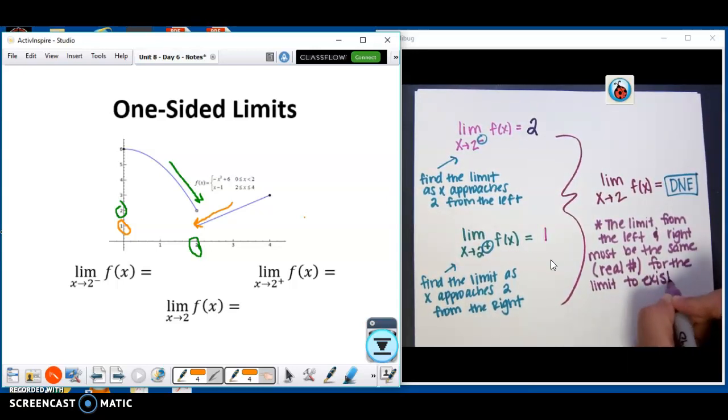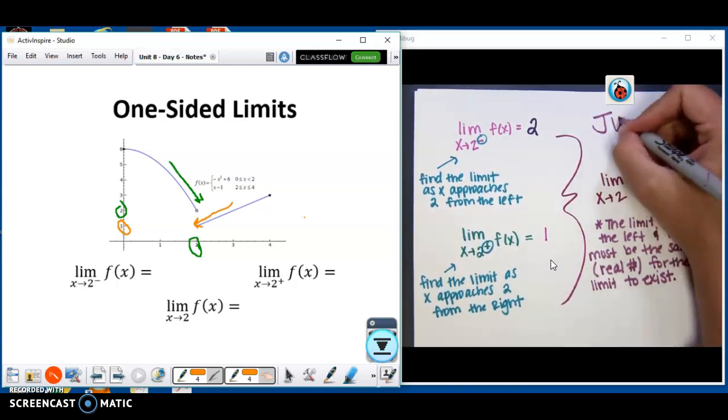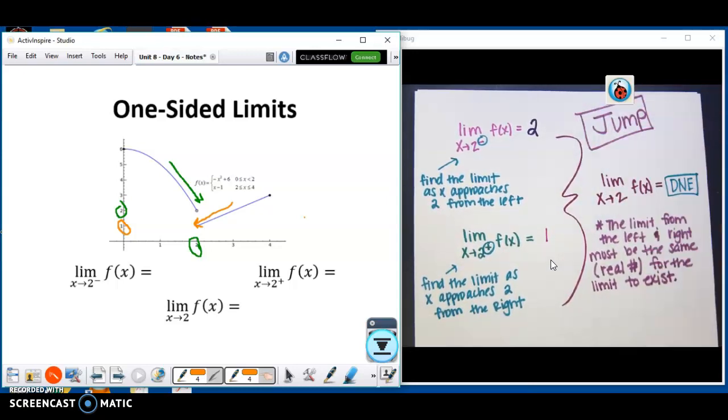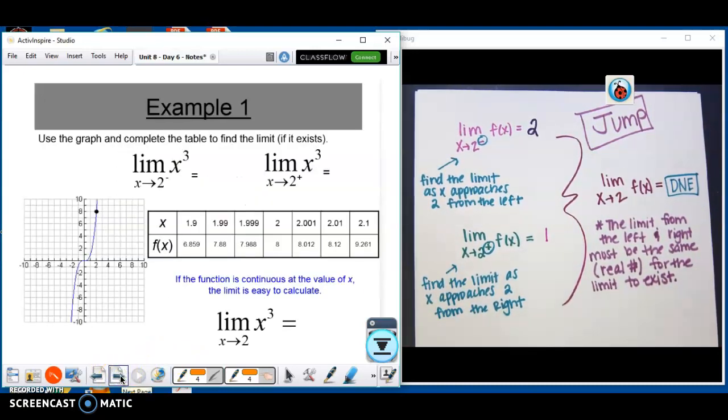So from the left and the right, you have to approach the same number in order for this limit to exist for just 2. So because there was that jump in the graph, so we saw a jump in the graph here, and we'll kind of look at different reasons, but because we saw that jump in the graph, that's why that limit didn't exist. Okay, so next. Alright, so here's one example, but lots of different ways to write this example.